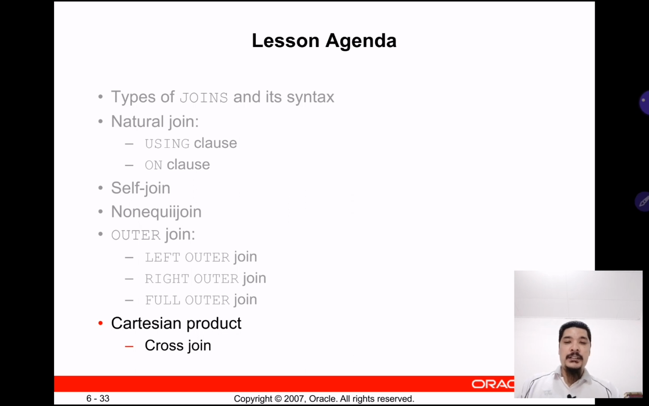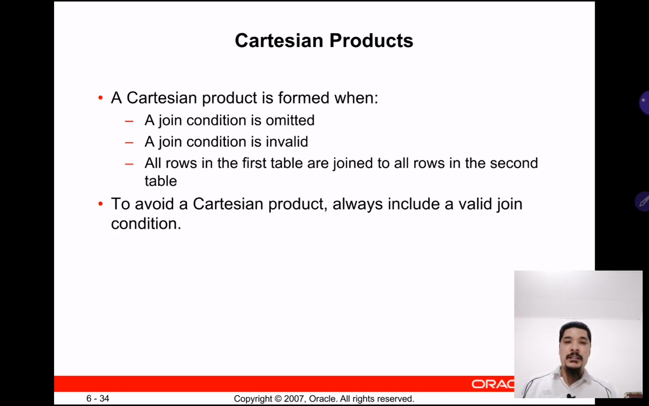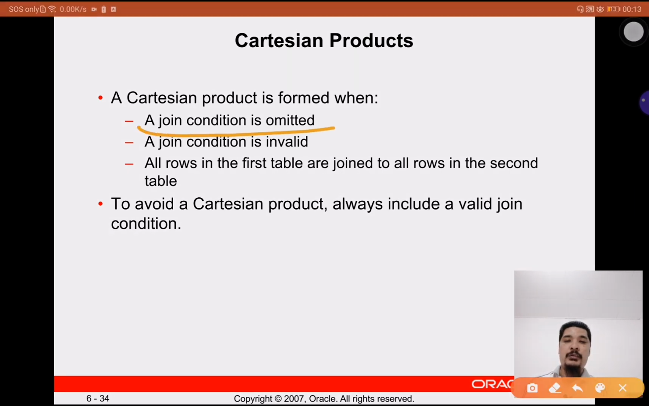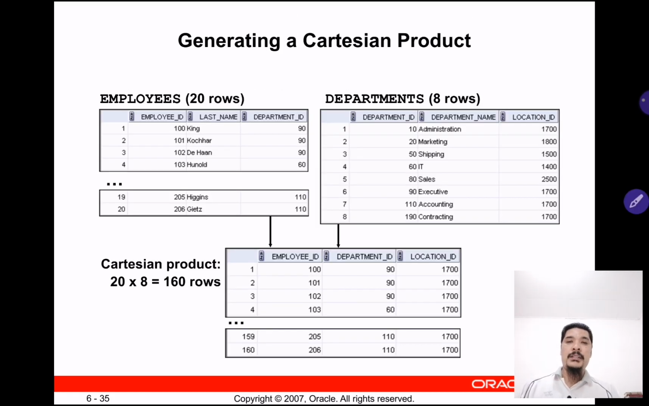The last one is the Cartesian product. This is quite simple. A Cartesian product is formed when a join condition is omitted or invalid. If all the rules of the join are invalid or omitted, all rows in the first table are joined to the rows in the second table. To avoid a Cartesian product, always include a valid join condition. So, for example, generating a Cartesian product.